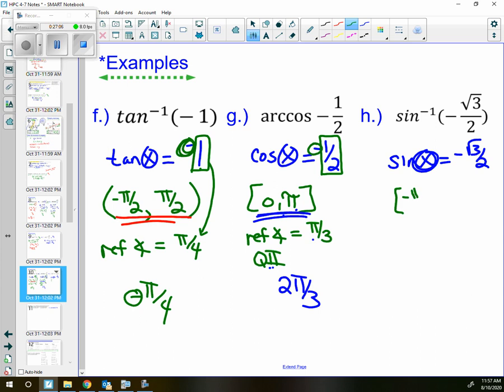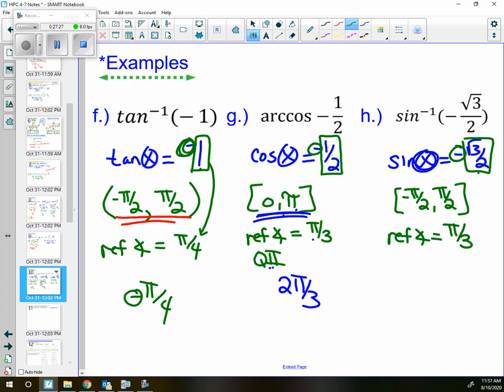All right, so remember what the restriction is for sine, -pi/2 to pi/2. So we're looking for an angle in one of those two. So let's break this down again and think reference angle first. So what reference angle for sine would give you √3/2? Well, that's the bigger ratio, so that's going to be at that 60 degrees, so it's going to be pi/3.